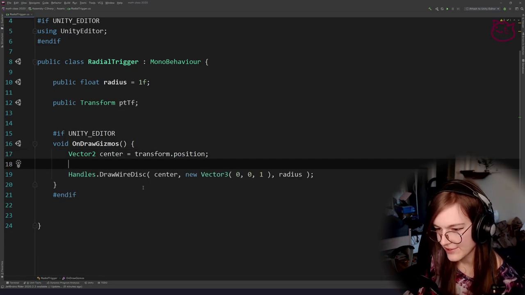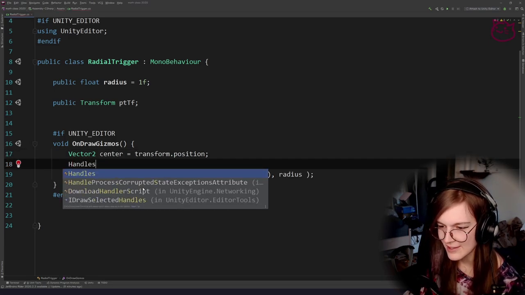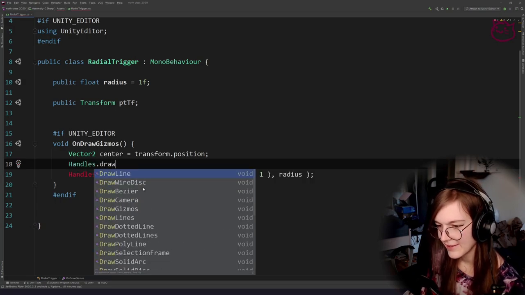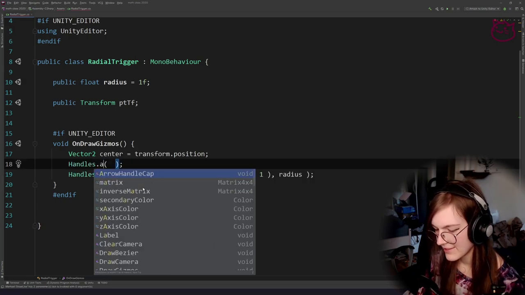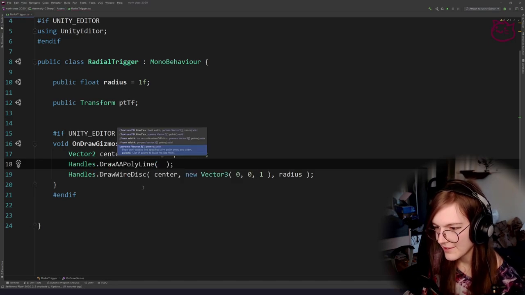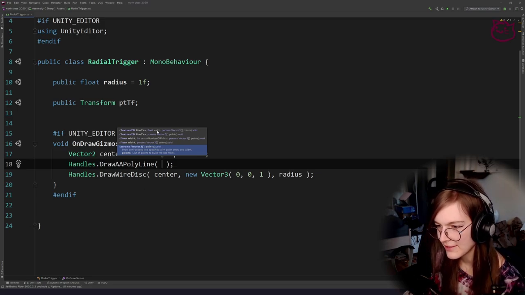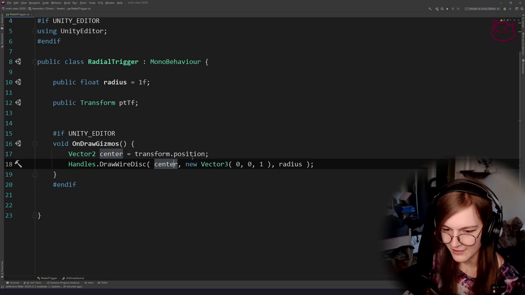There is a handles.drawLine, and I do believe that one has a thickness, but I don't think it looks good. I forget. Maybe it's the polyline that has thickness. Yeah, this one has a width. If you supply a texture, you can also supply a width here. But it's probably not going to look very good.